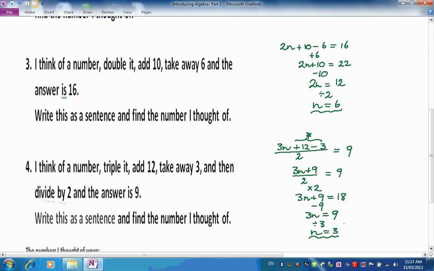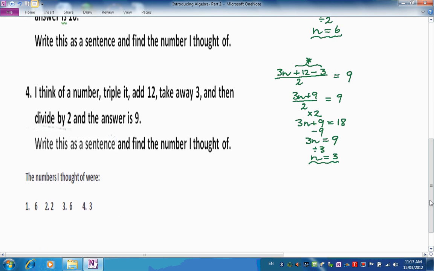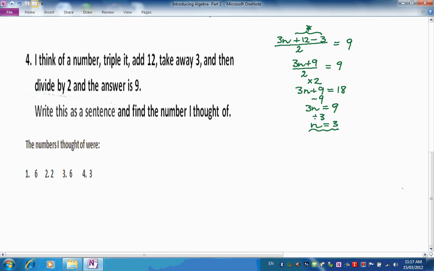So the mathematical sentences help us guide our way through the solution. And did we get them right down here? Yes. Here are our numbers. 6, 2, 6, and 3. Very good. I wonder if you'd like to think about our process a little bit differently.